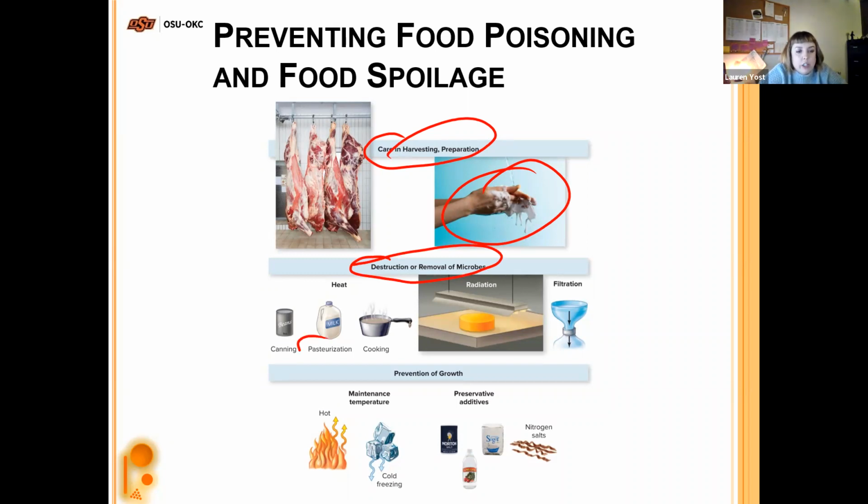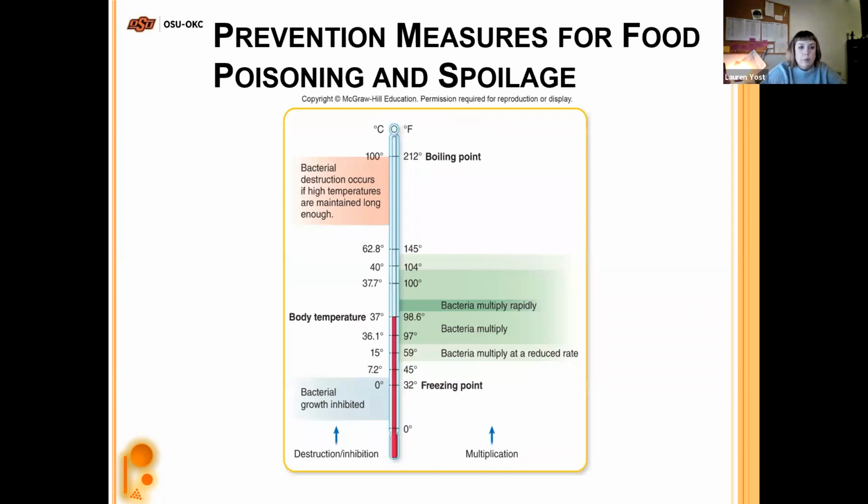Things like pasteurization. I'm sure you guys have heard of that. Cooking is a way to kill microbes. Make sure everything's cooked through. And then filtration we can do with liquids. And then we have prevention of growth overall, which is why we keep things in cold or freezing temperatures. We can also preserve things in salts and stuff. So preventing food spoilage. If your body temperature is here, this is where a lot of the pathogens are going to be the happiest.